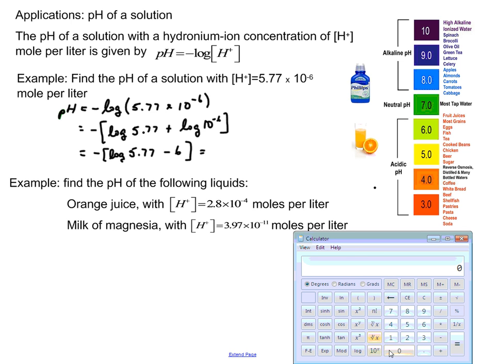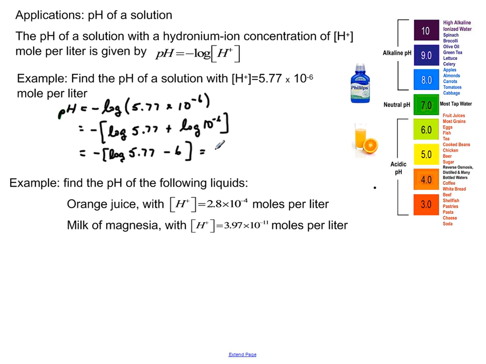Okay, so let's take 5.77, take its logarithm, and then subtract 6 from that. And there it is, negative 5.2388. So let's round that, negative 5.2, right? And we're going to say that we're taking the negative of negative 5.2, so that is 5.2 as our pH. And on the pH scale, looks like we're down here in about this area right here. Maybe we're talking about cooked beans, chicken, or beer. This would be the pH level of that particular solution.